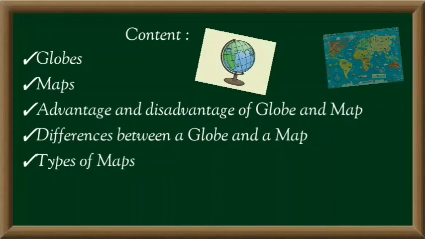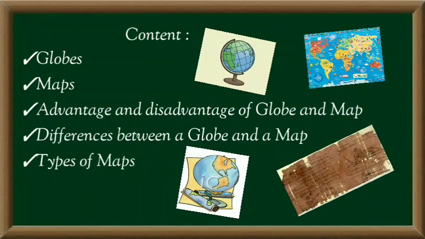We all know planet Earth is a huge sphere made up of land and water. We study the features of planet Earth using a globe and different types of maps. In this video lesson, I will explain about globes and maps, the advantages and disadvantages of a globe and a map, the differences between a globe and a map. The last one is types of maps.